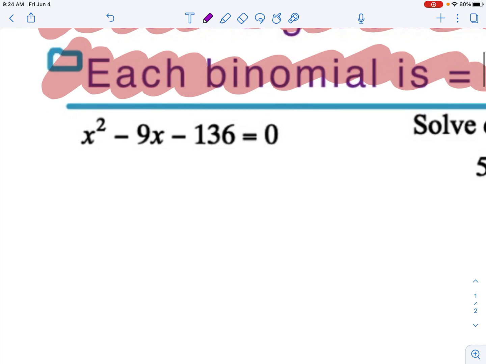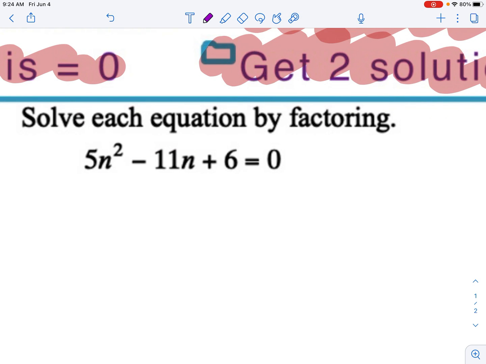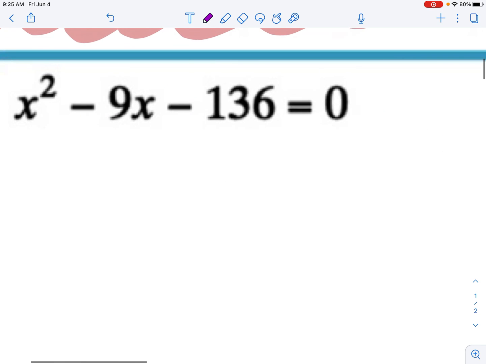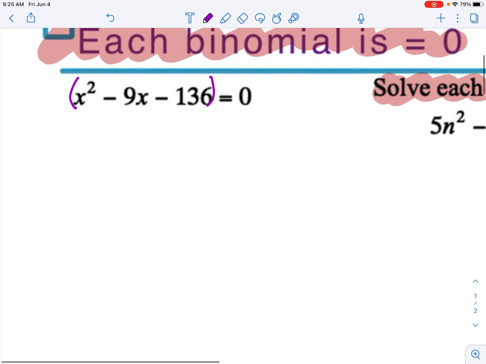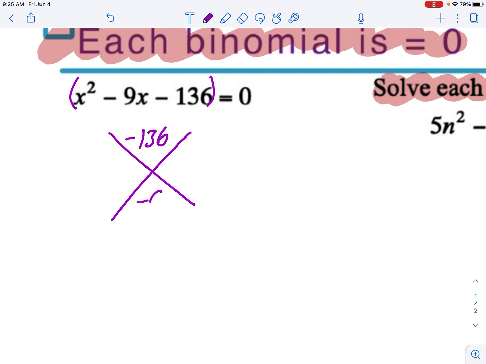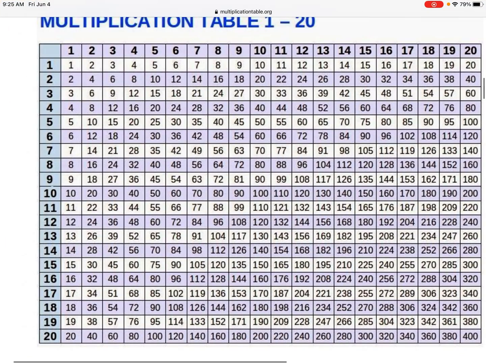So we're going to factor, that's it, the instructions, right? The instructions say solve each equation by factoring, okay? So we have an equation here, okay? Now if you notice, we have a trinomial here. And the way we factor a trinomial is the x method. So we have negative 136 on top and negative 9 on the bottom. So the idea is to find 2 numbers that multiply to 136 and subtract to give you 9, right?